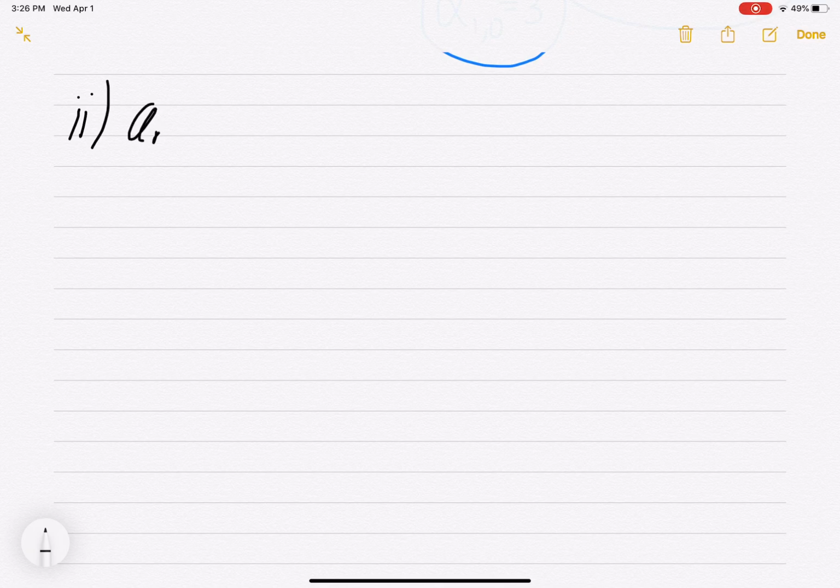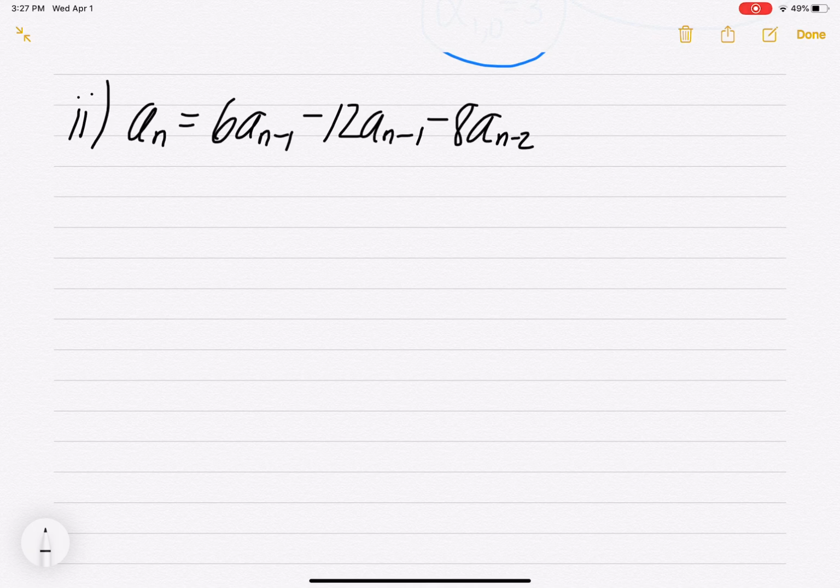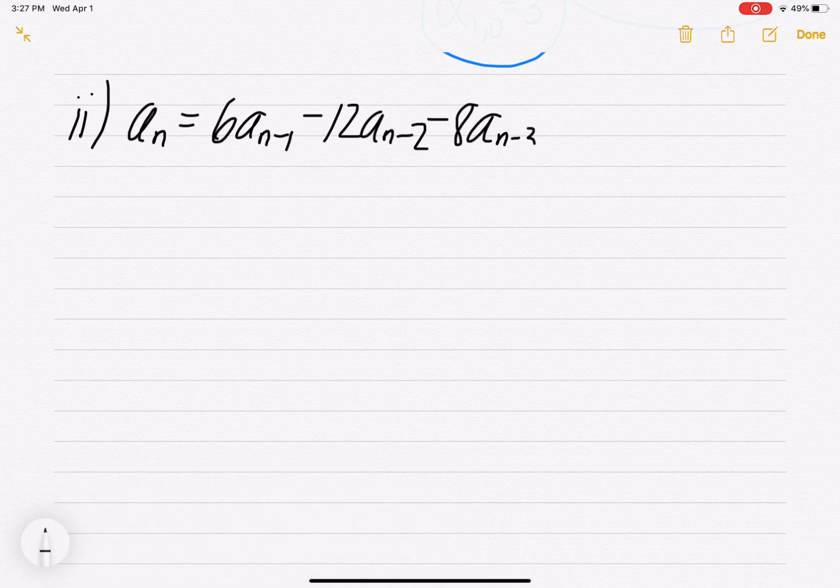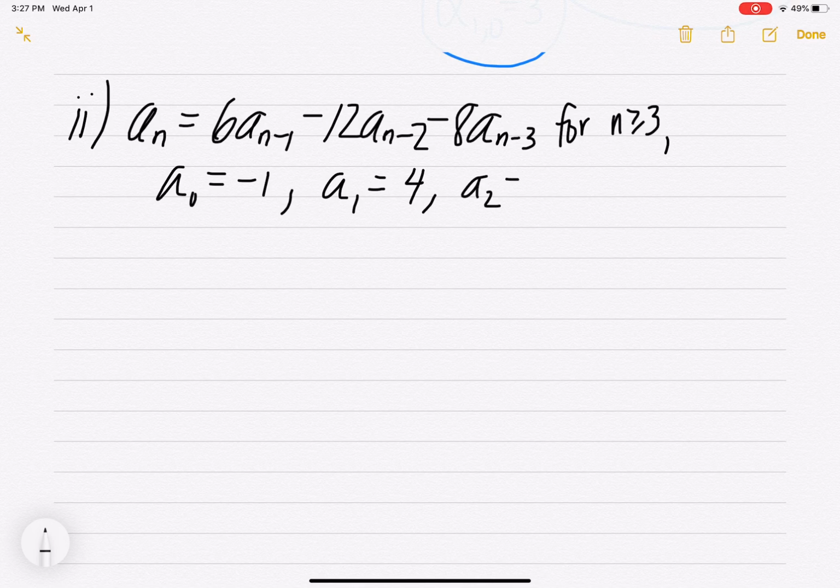Say we want to solve this: a_n equals 6 a_{n-1} minus 12 a_{n-2} plus 8 a_{n-3} for n greater than or equal to 3. And we're given a_0 is negative 1, a_1 is 4, a_2 is minus 16.